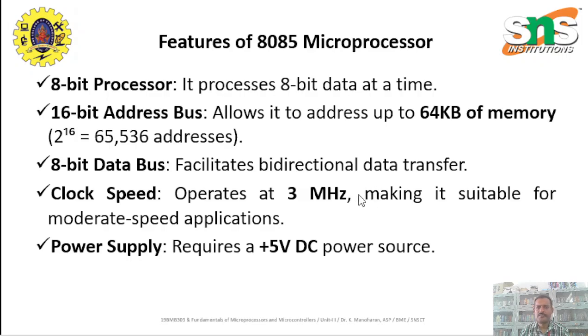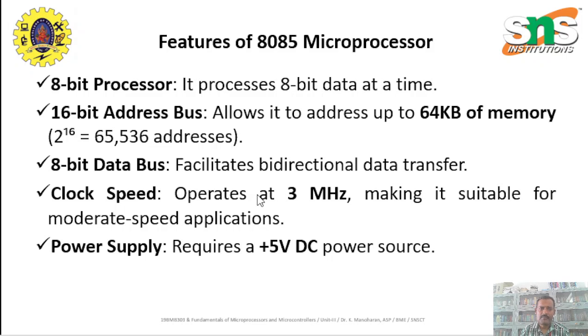So the features of the 8085 microprocessor. First, it is an 8-bit processor. It can process 8 bits at a time. Even though we can do 16-bit operations, at a time it can process only 8 bits. So the lower 8 bits are performed first, and after that completes, the higher 8 bits can also be performed. But at a time it can perform the operation on 8 bits.